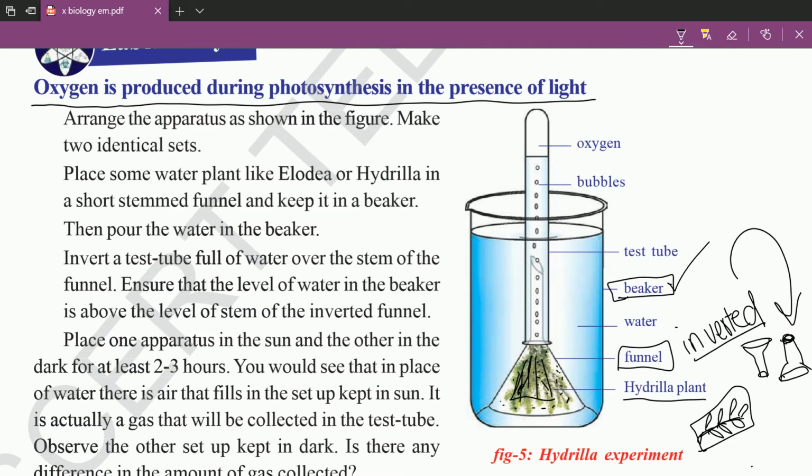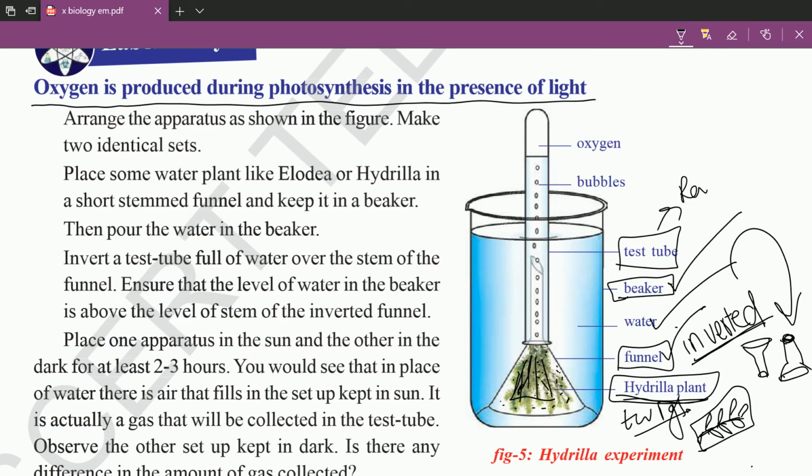So first we have taken a beaker and filled it with water. Then we have taken hydrilla plant, twigs only, not the total plant. Then we have taken a funnel which is inverted, and then we will put a test tube which is inverted again, that means upside down, not downside up. The downside will be up. So like this. Why? Because the gas will be accumulated in that region. And now this whole setup we need to put in sunlight.